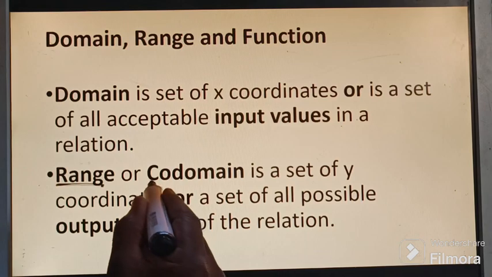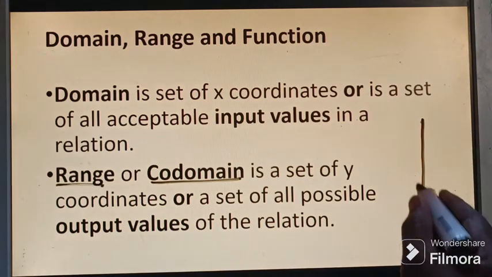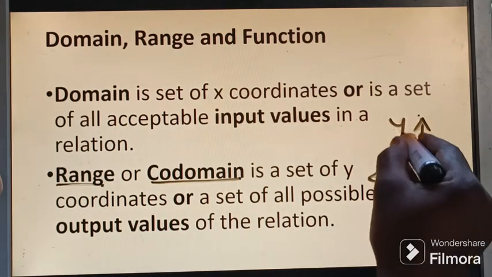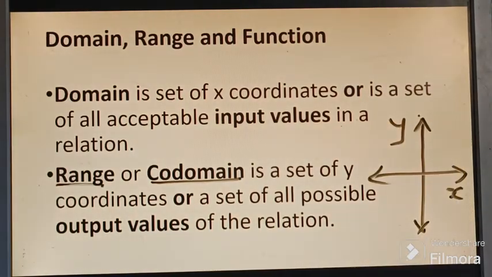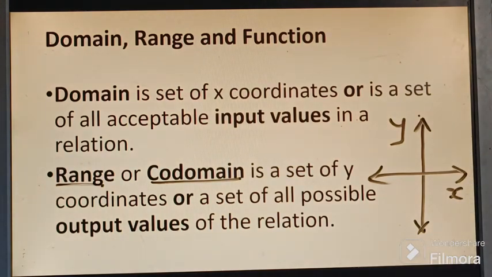Now, we said range or codomain is a set of y coordinates. Now, going back to our graph, this is the y coordinates. So all the values amene amapezeka pa y axis, those are the y coordinates. So these y coordinates, we're saying they are the range. Or what are we saying? We're saying it is a set of all possible output variables. Output variables.